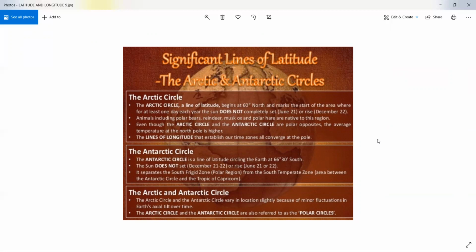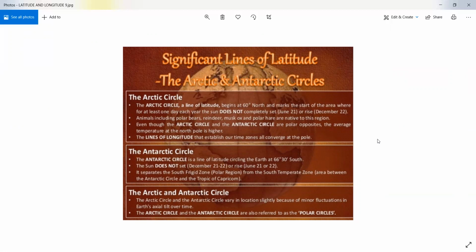Even though the Arctic Circle and the Antarctic Circle are polar opposites, the average temperature at the North Pole is higher. The lines of longitude that establish our time zones all converge at the pole. Now we are going to read about the Antarctic Circle. The Antarctic Circle is a line of latitude circling the Earth at 66 and 30 degrees south. So, the sun does not set or rise here as well.